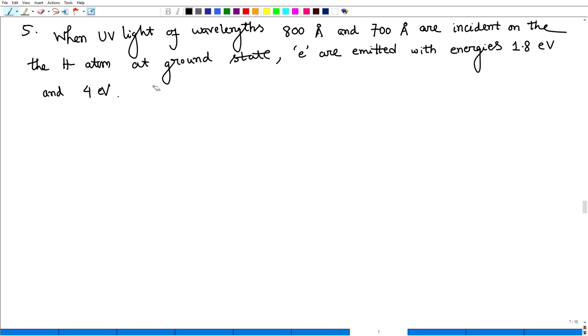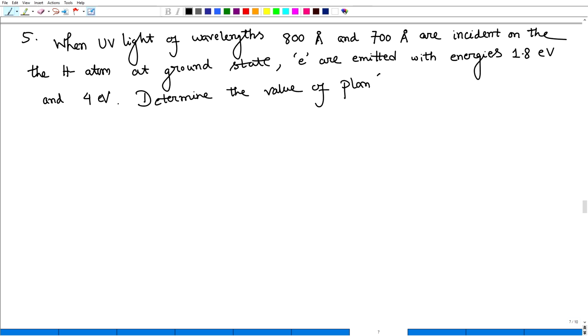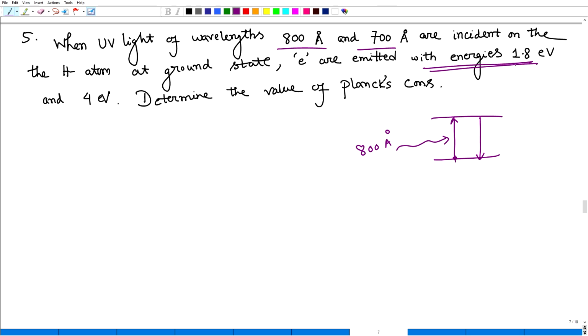Okay. Good question. What it is saying is that UV light of wavelength 800 Armstrong and 700 Armstrong is incident on the hydrogen atom at ground state, and electrons are emitted. Now the first electron is excited when the 800 Armstrong wavelength is incident on the hydrogen atom, and when it is getting de-excited, electrons are emitted with the energies, electrons having the energy 1.8 electron volts are emitted, right? Okay, so this is the case.